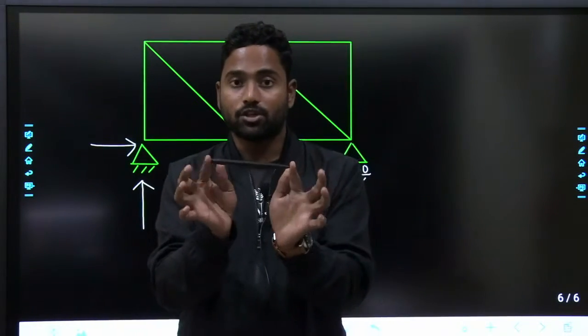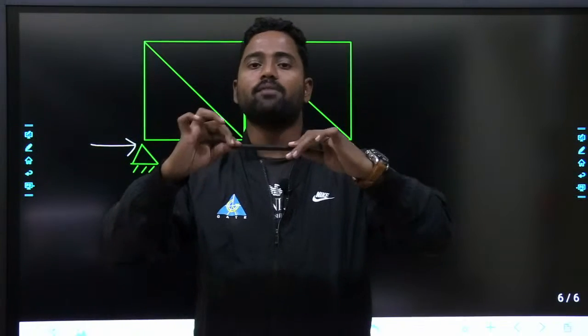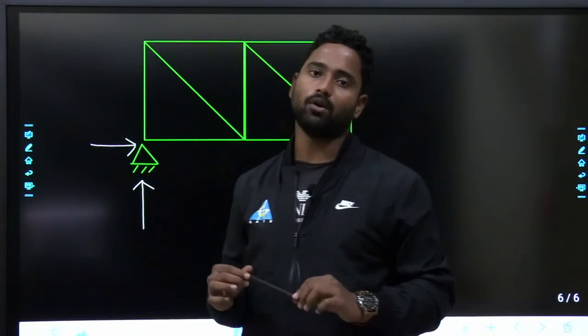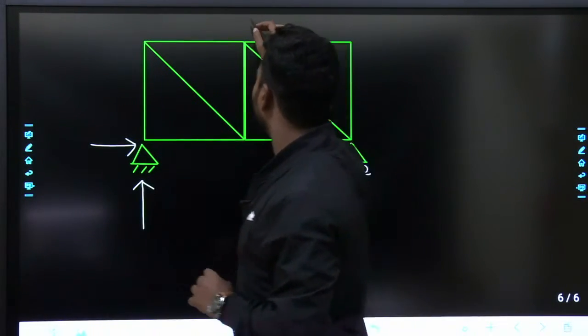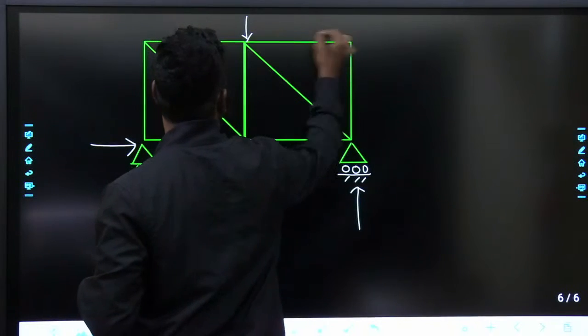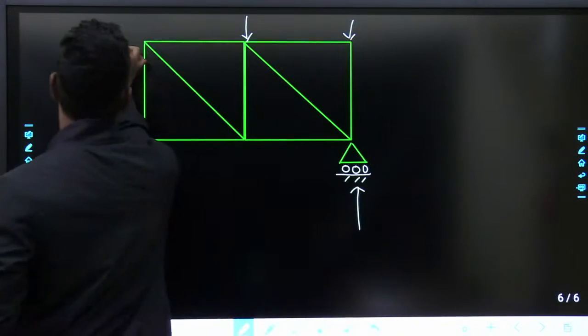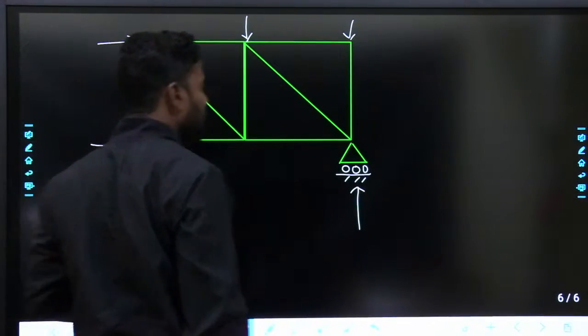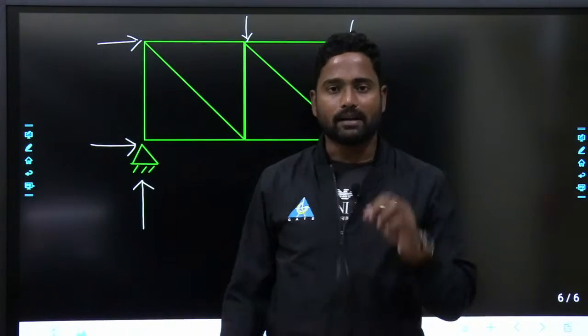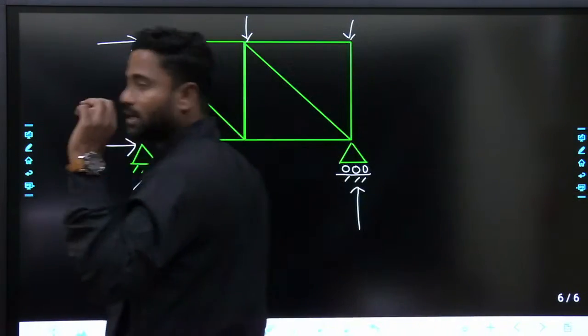The member will take tension or compression. It will not bend. If it bends, then it is called a frame. It will not be called a truss. Load can be applied here, here, anywhere like this. Till now I have seen beams.